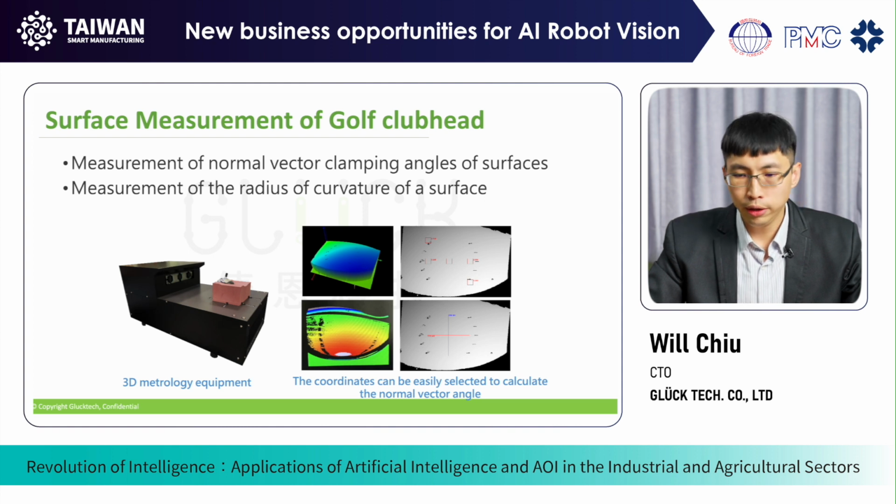And this slide is the 3D measurement system. This system demonstrates the measurement technology for 3D golf club heads. It requires the integration of 3D point cloud and normal vector calculations to ensure the product dimension completely meet the specification. You can see the image inside. The club head is very complex and you can easily select the coordinate to calculate the normal vector angle.